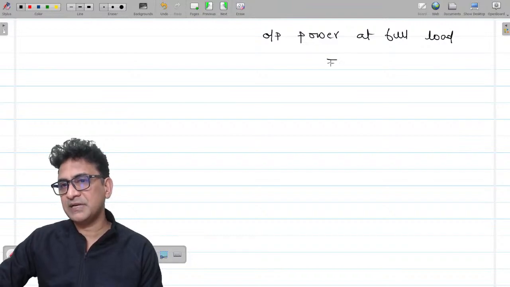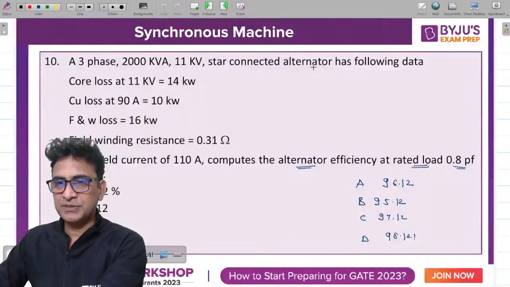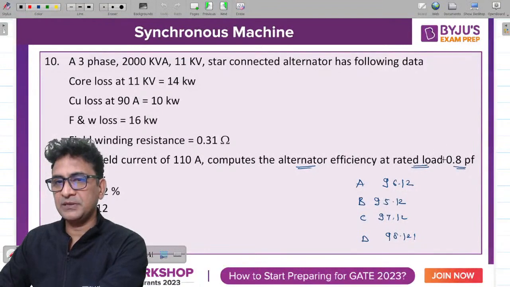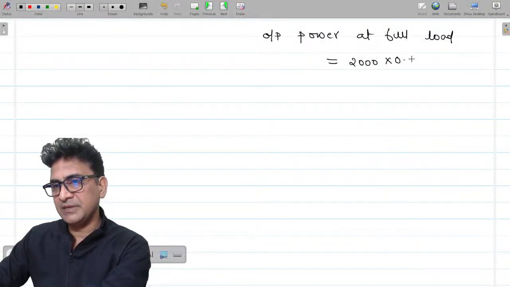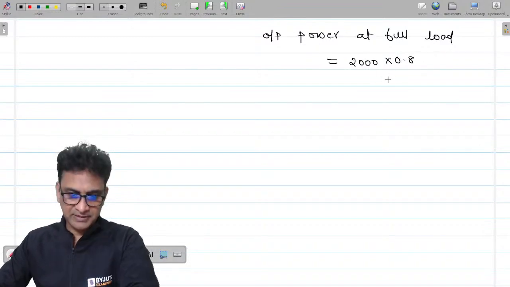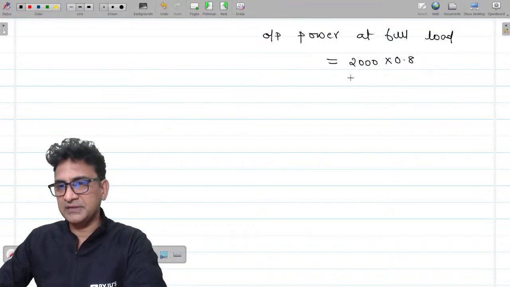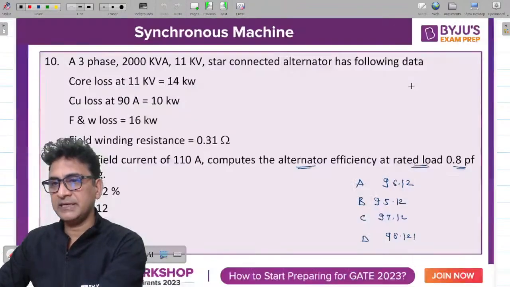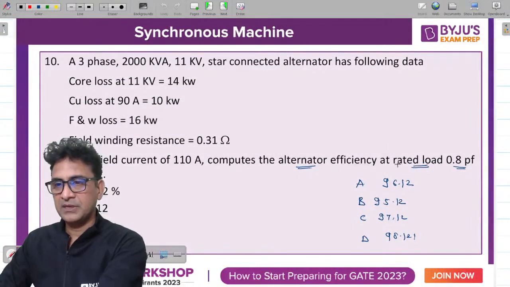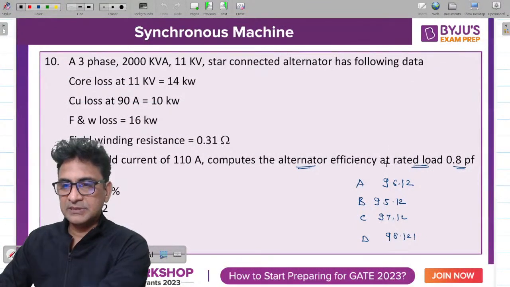Power is always in terms of active power. So it is volt ampere multiplied by cos theta. So 2000 multiplied by 0.8, because the load power factor is 0.8. You will get 1600 kilowatt. This is my output power at the time of full load. Now I am going to find out the overall losses.